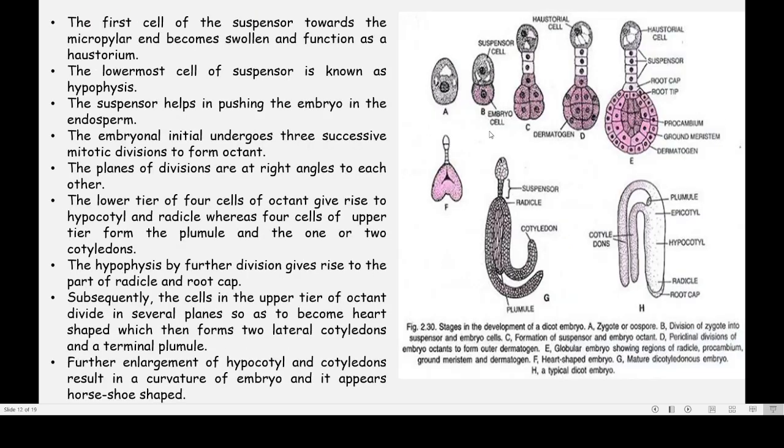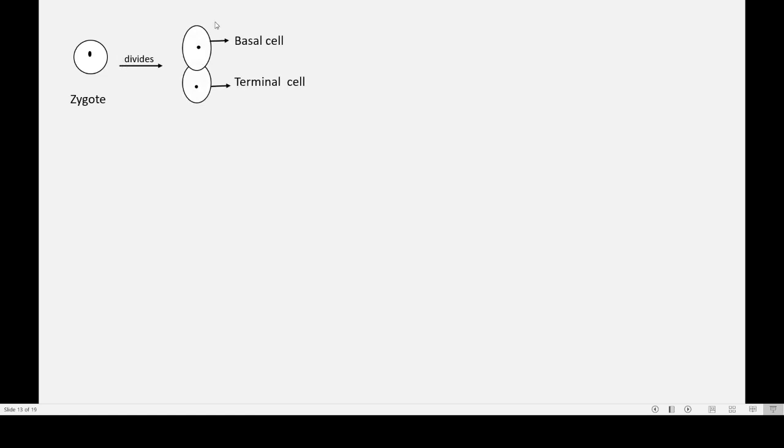These are also the same thing, that means different stages of this embryo formation. Let us see in detail. So first we have a zygote, which is present at the micropyle. Now this zygote divides mitotically and it forms two cells. Okay, two cells are formed over here.